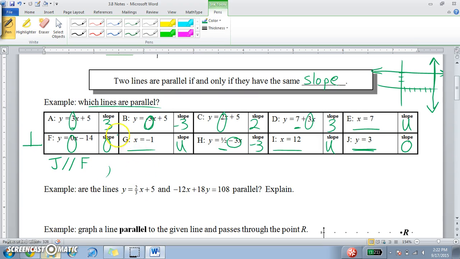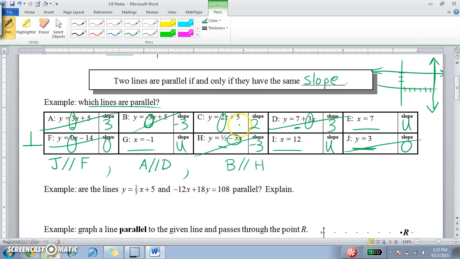We've also got A has a slope of 3. D also has a slope of 3. So A is parallel to D. Then, so A is gone, D is gone. So B has a slope of -3. H also has a slope of -3. So B is parallel to H.